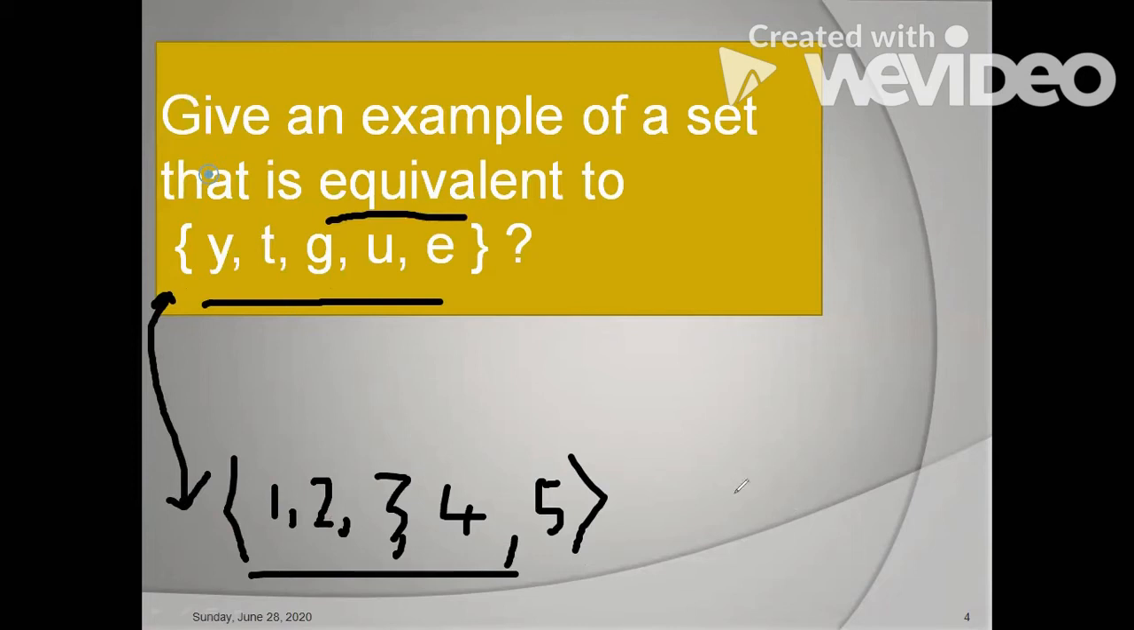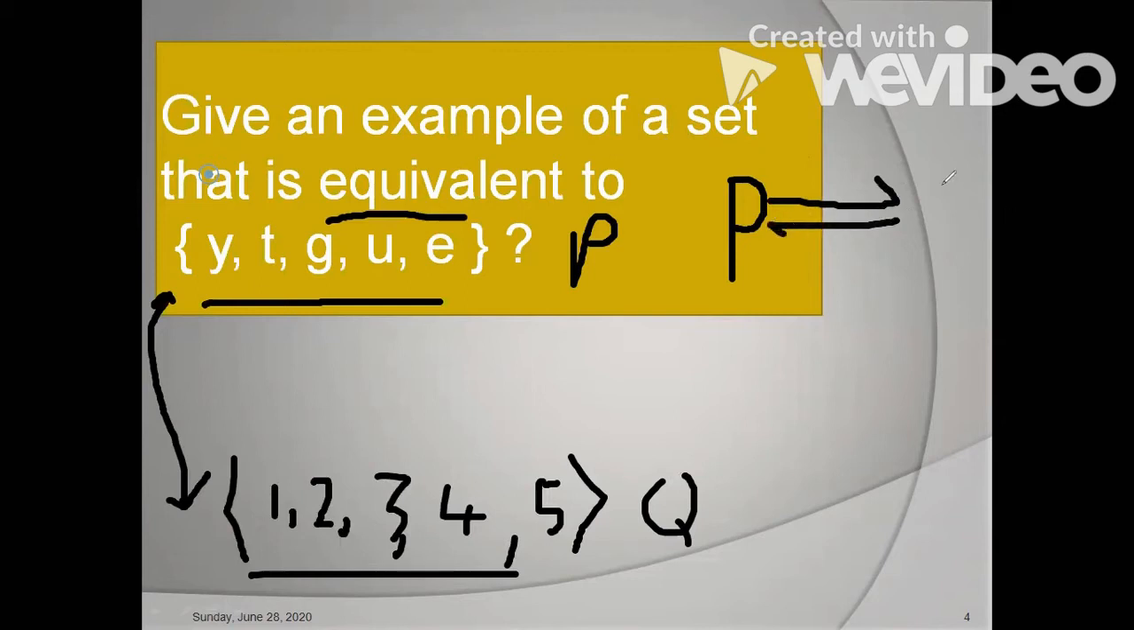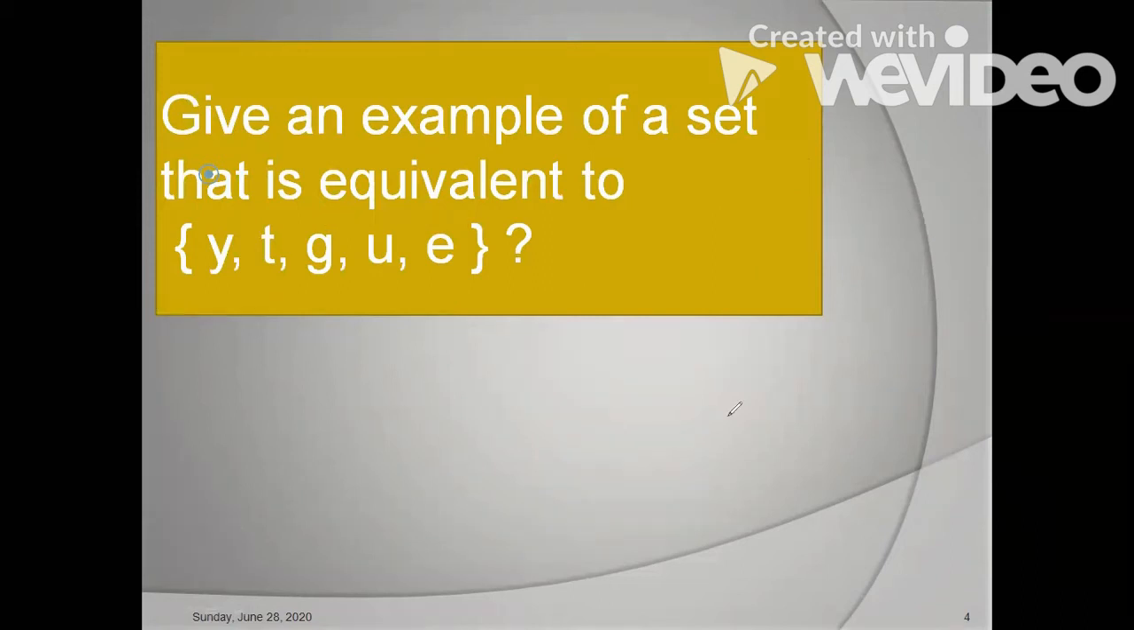Just a note here. Let us say that this is set P and this is set Q. Alright, there's a symbol that we use. We say P, equivalent symbol. It's like half of an arrow going one way and half of an arrow going the other way. So it's set P is equivalent to set Q. So that's the symbol for equivalency. Let's move on to the next question.